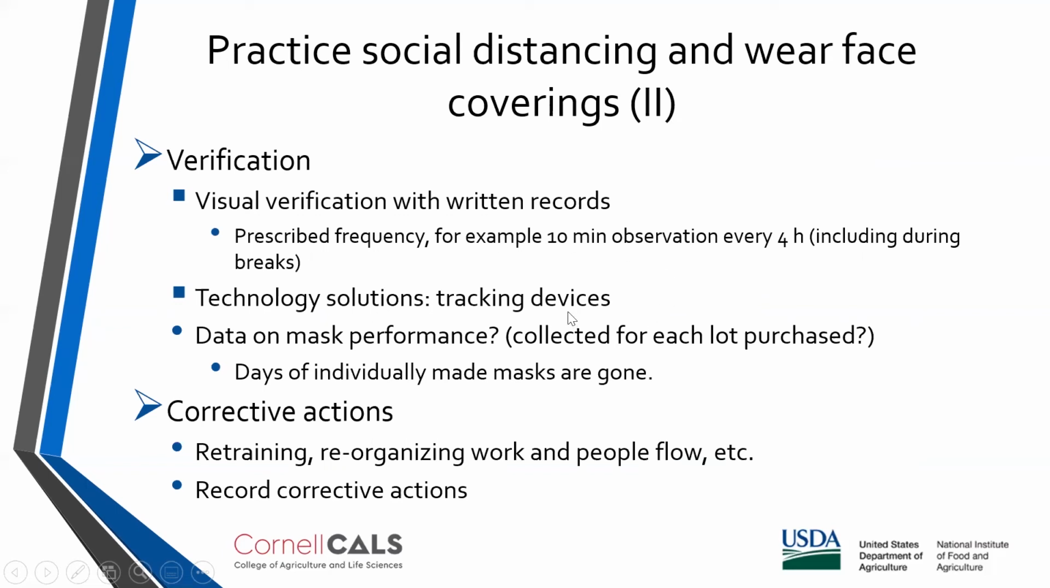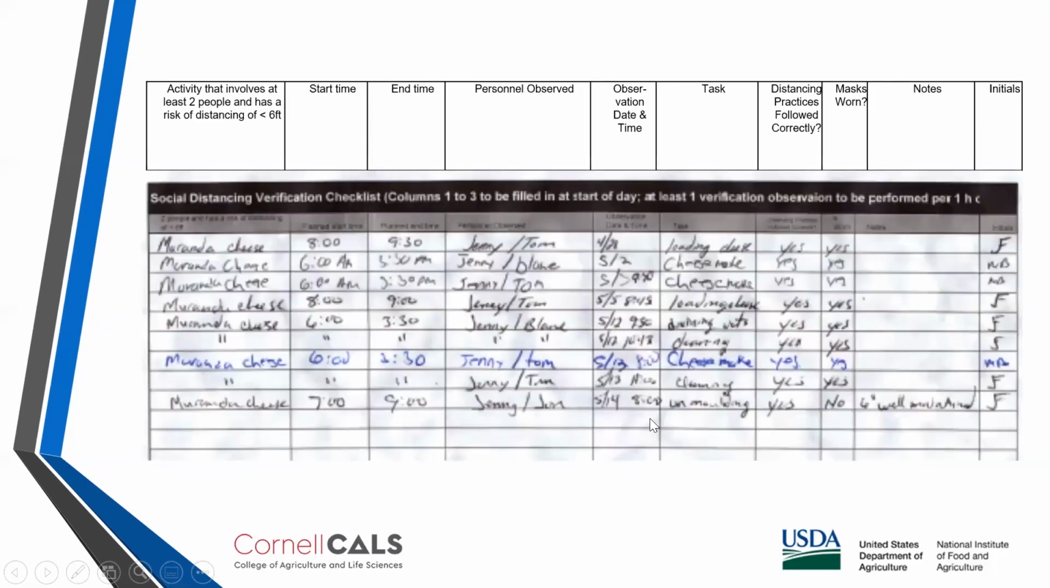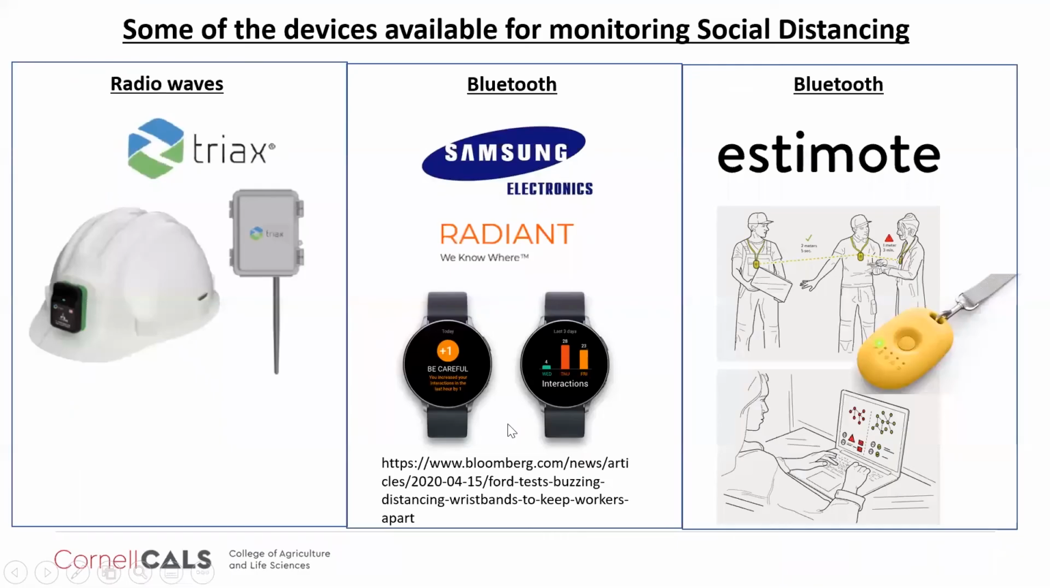Could be technological solutions, could include data on mask performance. And then if these are not followed, you do corrective action, retraining and recording corrective actions. Here's an example of a sheet that could be used to manually verify face coverings and social distancing. And there are also technological solutions in place. But again, with vaccination, this becomes rapidly less important, particularly in those countries that are able to vaccinate a large proportion of their population and workforce.